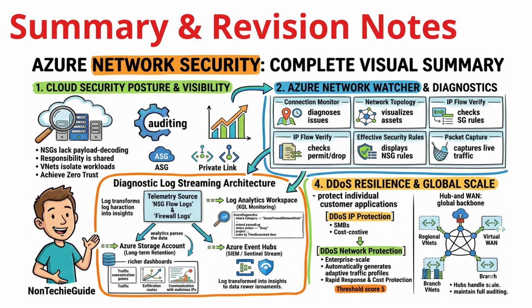We then made PaaS resources invisible to scanners using private links, locking down entry points with Azure Firewall, Application Gateway, and Front Door. Finally, we gained total visibility with Network Watcher, streaming telemetry into rich dashboards and crushing volumetric attacks with machine learning-powered DDoS protection.